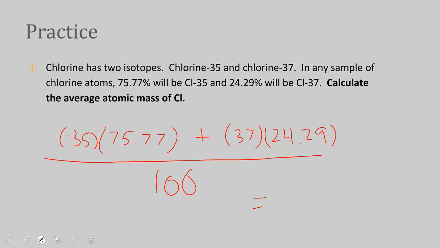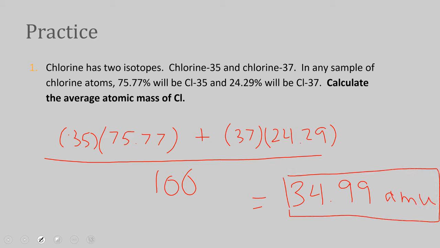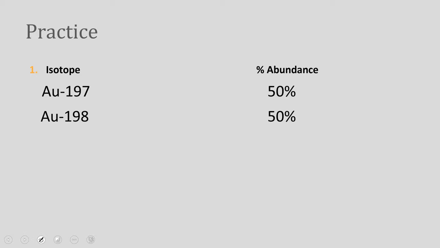Use your calculator to find that the average atomic mass of chlorine is 34.99, and then don't forget your units, AMU. And there is our answer: 34.99 AMU. Pretty easy. As long as you got a calculator and you know how to read your periodic table, boom, you're good.